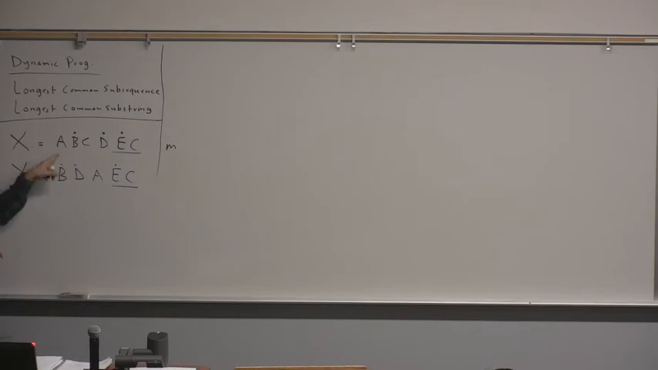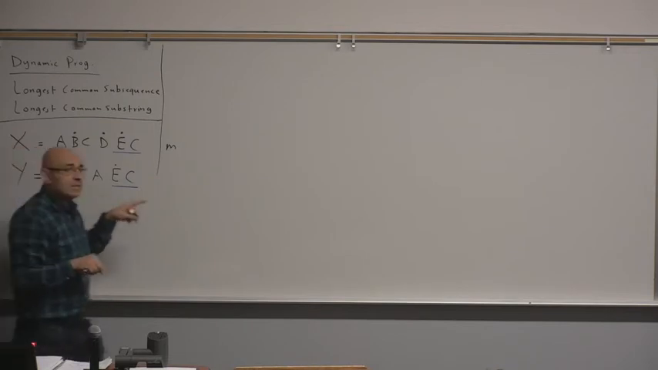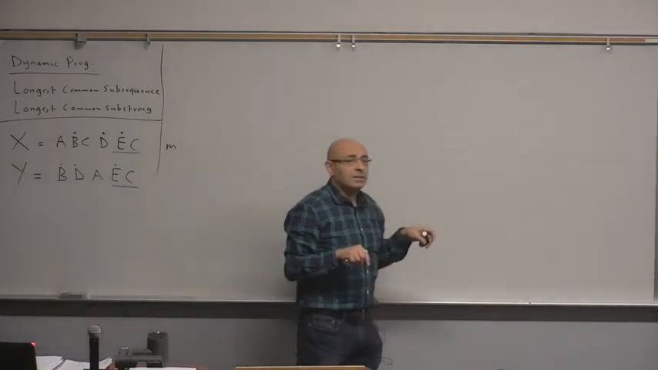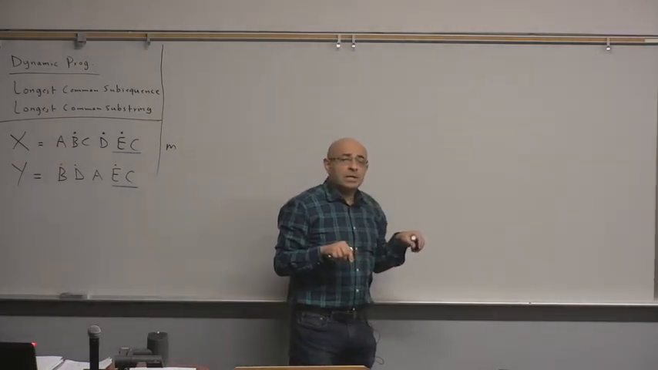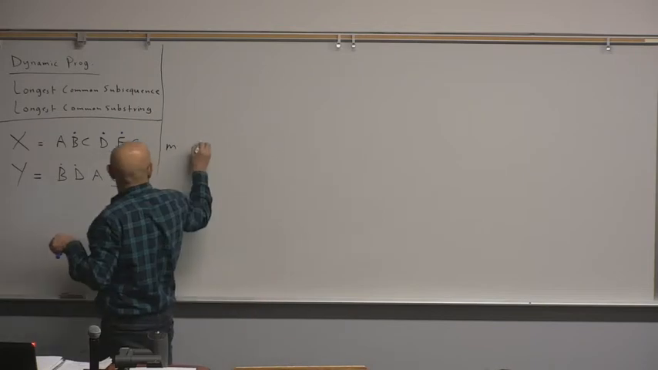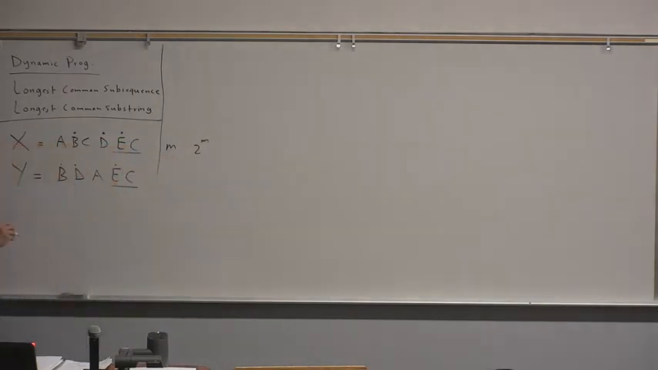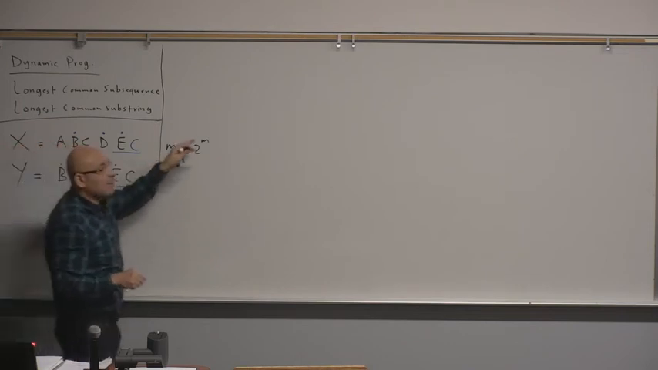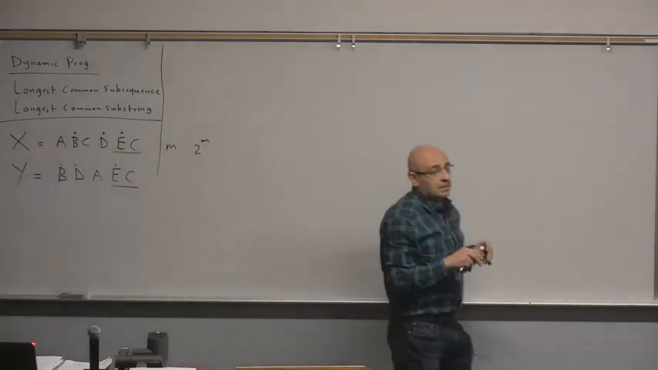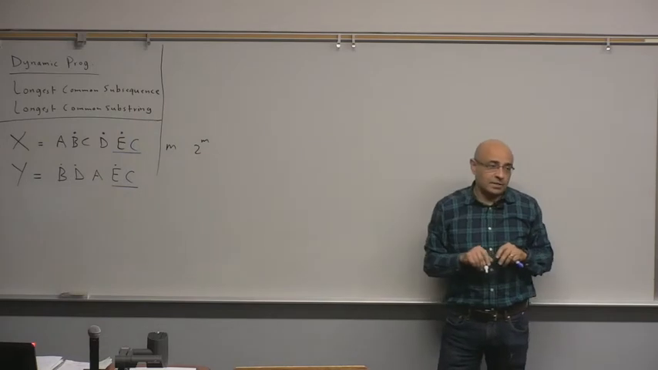Given that X has m characters or m symbols, how many subsequences will we have? 2 raised to the power m. Yeah, 2 power m, because each character is either taken or not taken in the subsequence. So the subsequence is just a subset of these characters, right? So you have 2 power m. So this is not a good start at all. So this is already exponential.